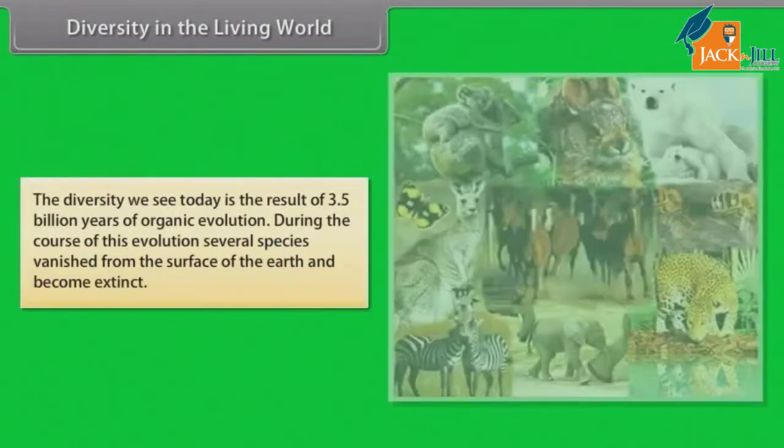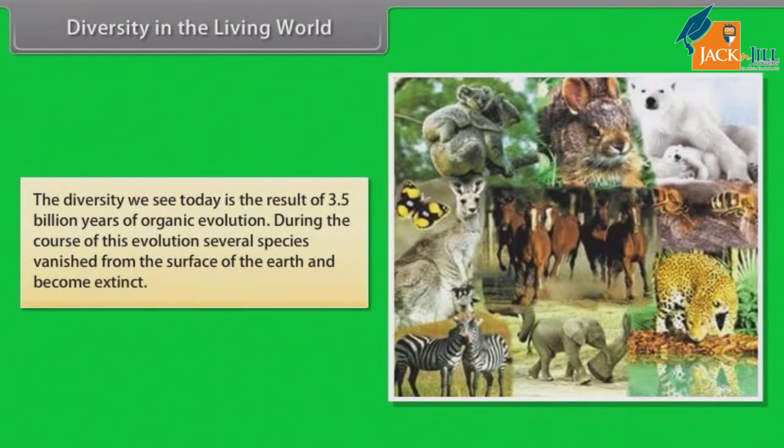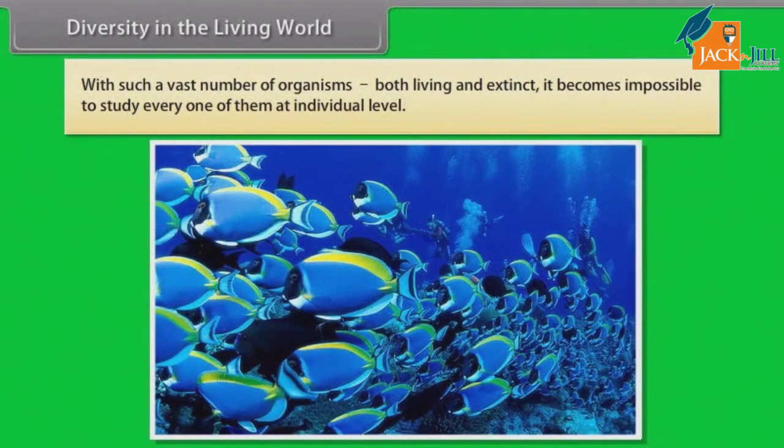The diversity we see today is the result of 3.5 billion years of organic evolution. During the course of this evolution, several species vanished from the surface of the earth and became extinct. With such a vast number of organisms, both living and extinct, it becomes impossible to study every one of them at individual level.